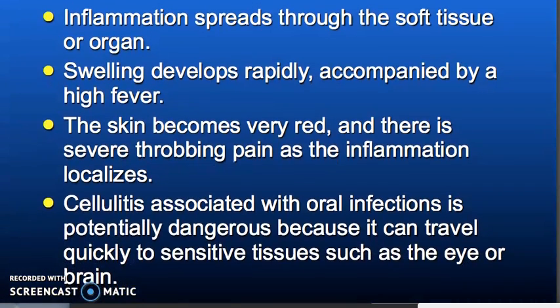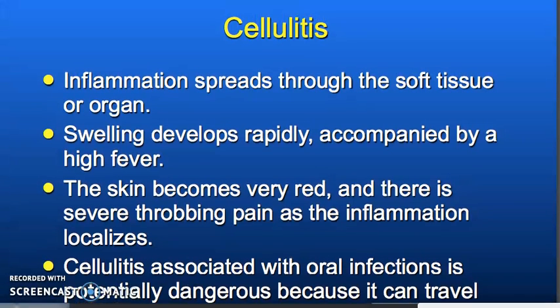Cellulitis is associated with oral infections. It's potentially dangerous because it can travel quickly to sensitive tissues such as the eye or the brain. So this is something that we have to be very, very careful of with cellulitis. Someone may have an abscessed tooth. They get up one morning and maybe there is a large swollen area, and it can move very quickly.